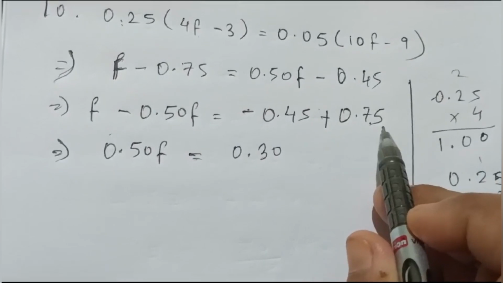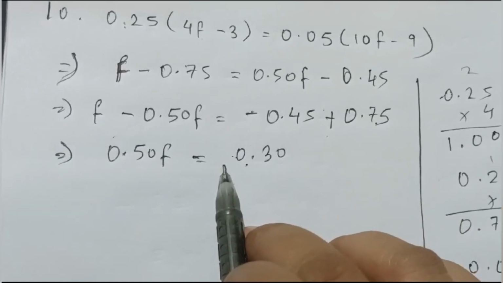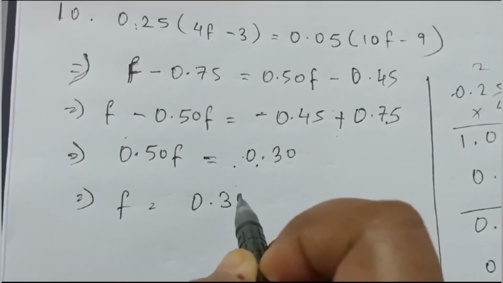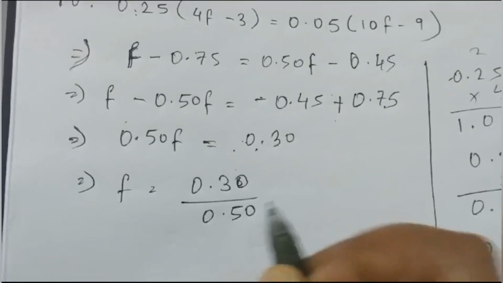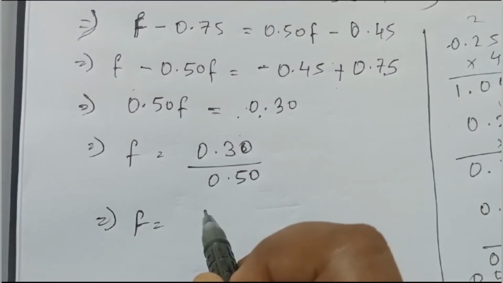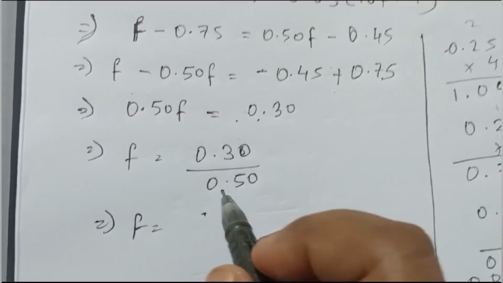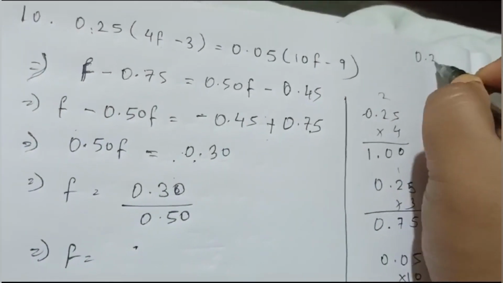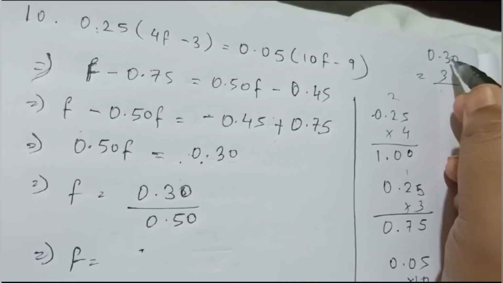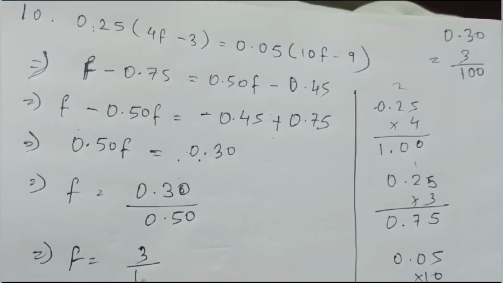Now here 0.75 is bigger than 0.45, that's why we'll write here plus. Okay, so now we'll bring this 0.50 here. All right, now how are you going to do it? You see here F, you write like this. You have to bring the decimal like this. 0.30 means 3 by this one. After the point, how many numbers are there? 2. After decimal, how many numbers? 2. You have to write like this.